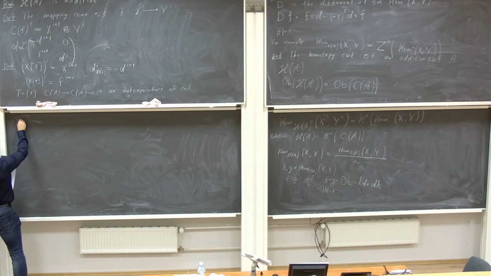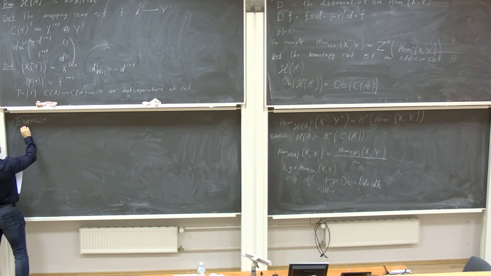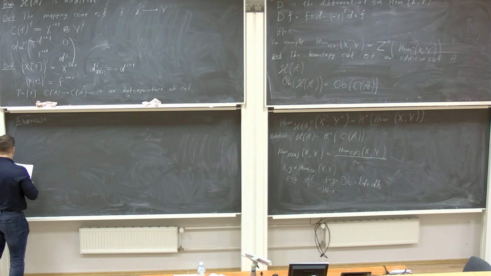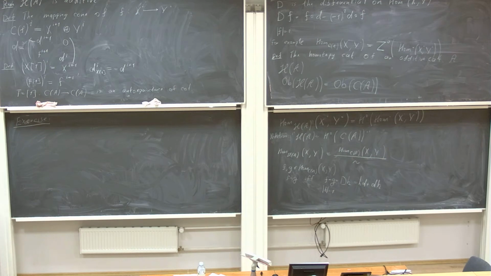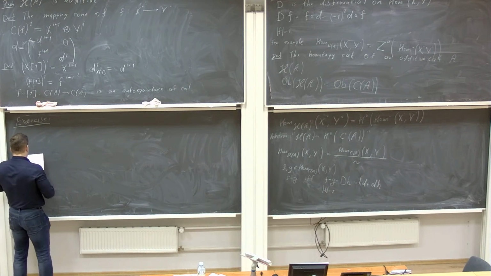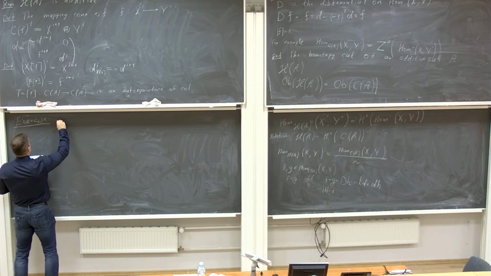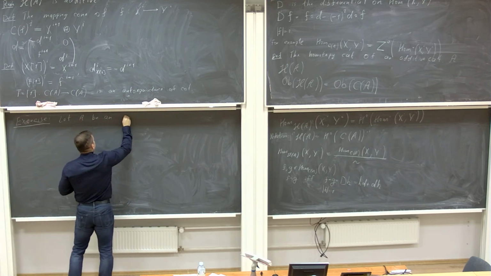Okay, so now I have an exercise. If you don't know this, I recommend you try to solve it. I'm not going to include this exercise in the next assignment because probably almost everybody saw this before in algebraic topology. In this exercise I need an abelian category, so let A be an abelian category.